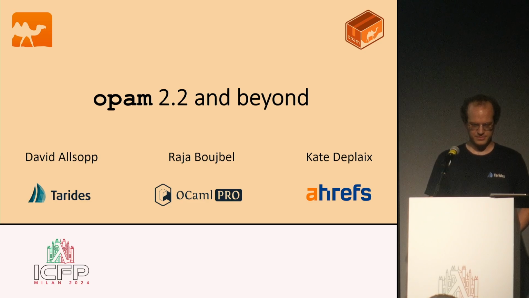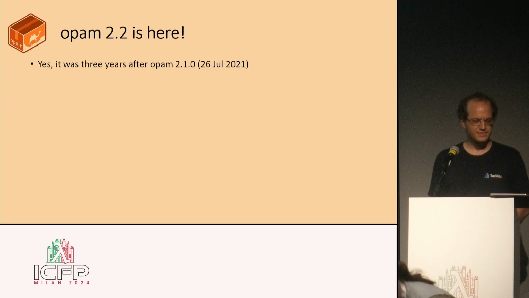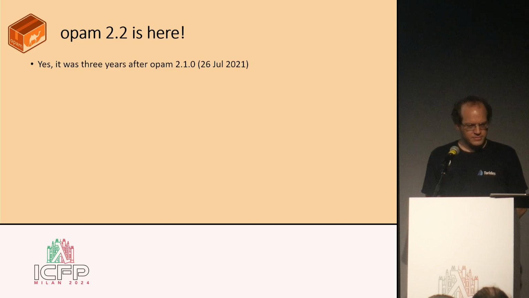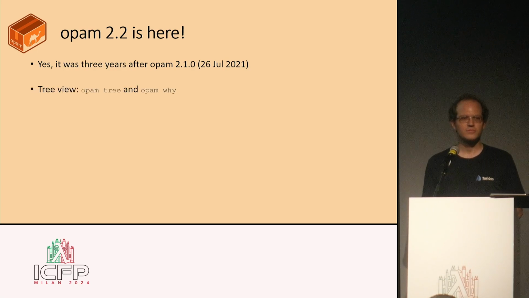Thanks, Pierre. So, hello, everyone. As you saw, last July, Opam 2.2 was released. It was 3 years of work. The last major release, 2.1, was released in 2021. So it contains a lot of new features.